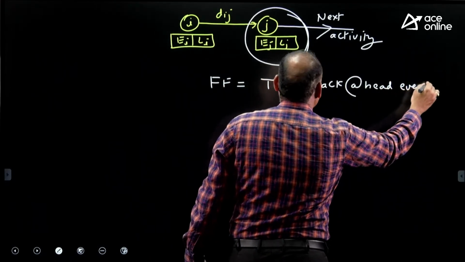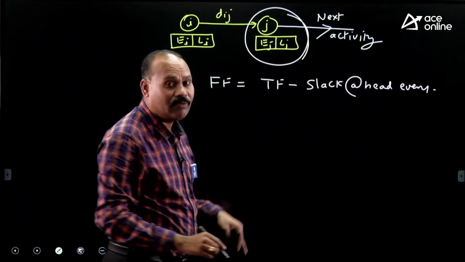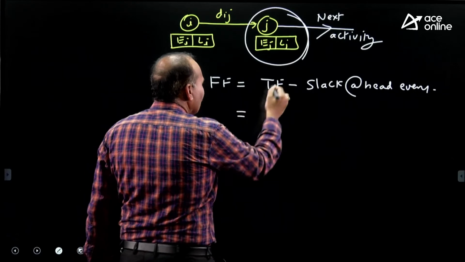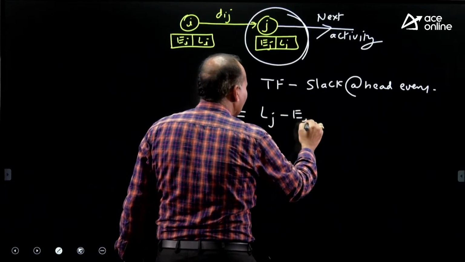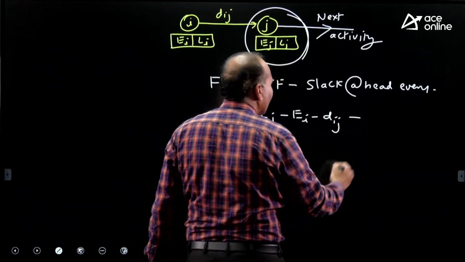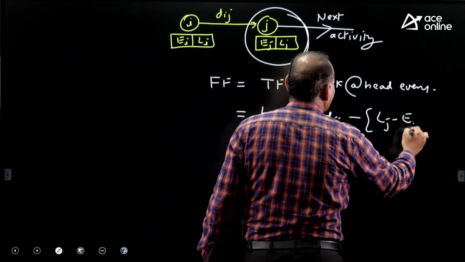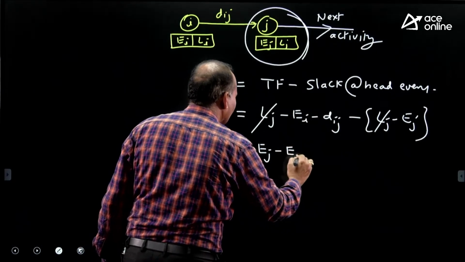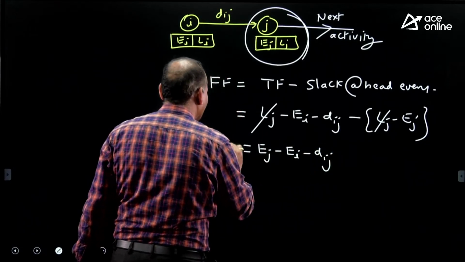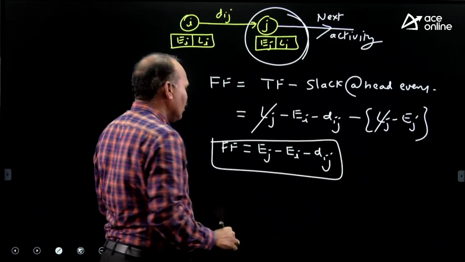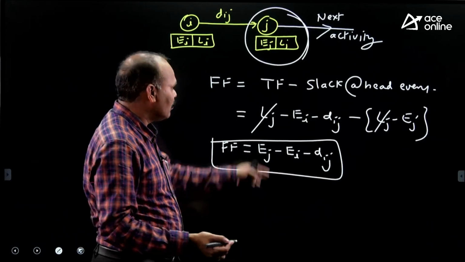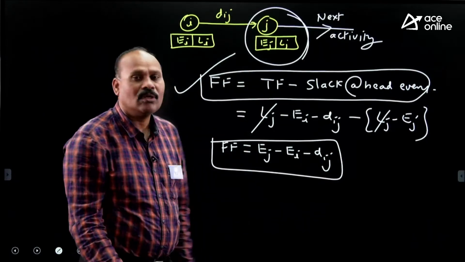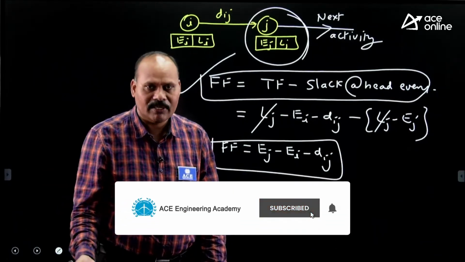So what is the head event here? This is the head event. J is a head event. I is a tail event. So total float minus slack at head event. Now let us have total float, Lj minus Ei minus Dij. What about slack at head event? Lj minus Ej. So Lj terms cancel, and it becomes Ej minus Ei minus Dij. It is a free float. You can make use of this equation or else this one, total float minus slack at head event. So my suggestion is remember this: free float is equal to total float minus slack at head event.